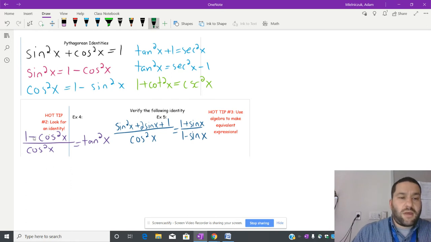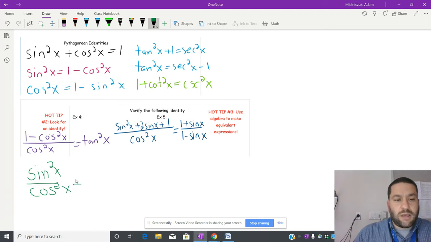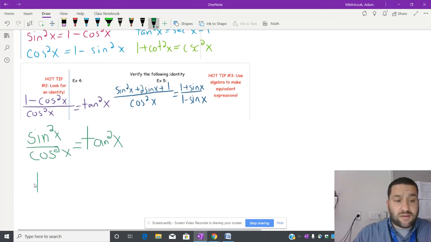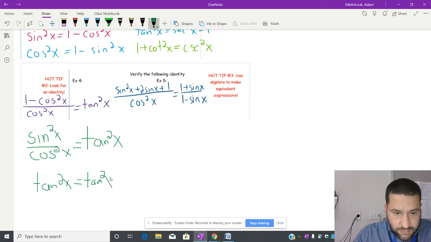So let's rewrite these. We know that 1 minus cosine squared x equals sine squared x. So we can say that we have sine squared x over cosine squared x equals tan squared x. Well, we know that sine squared over cosine squared is tan squared. So that's how easy the first one is. We just proved it by saying that tan squared x equals tan squared x. I apologize, I'm using a mouse to write right now because the pen's not working.